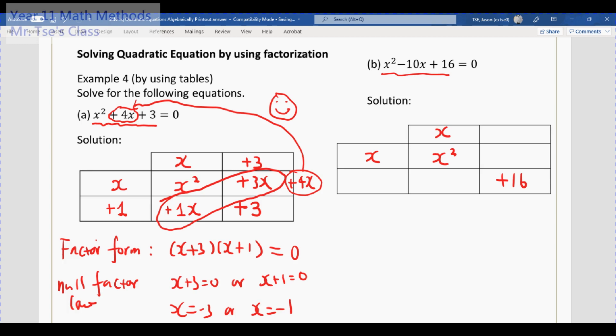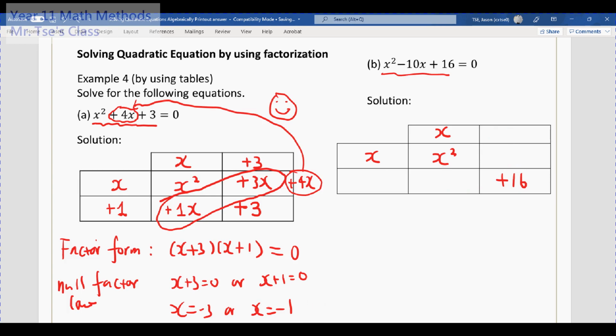And of course, there are plenty of choices. You can say, oh, okay, I could see 4 times 4 plus 4 times 4. Would that be okay? All right, you can try. Okay, so plus 4x, and here plus 4 times x, plus 4x. So plus 4x, when you add them up, become plus 8x, but the middle term is minus 10x. Does it work? No, it doesn't work. Okay, so you need to erase them and try other numbers. So that's what we call trial and error.